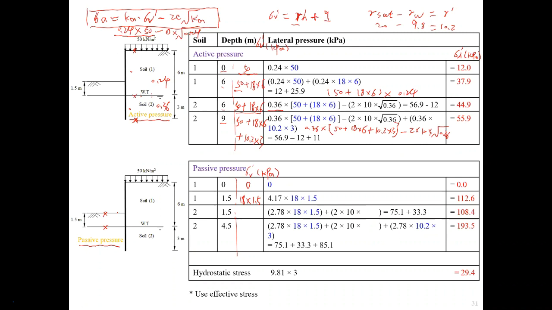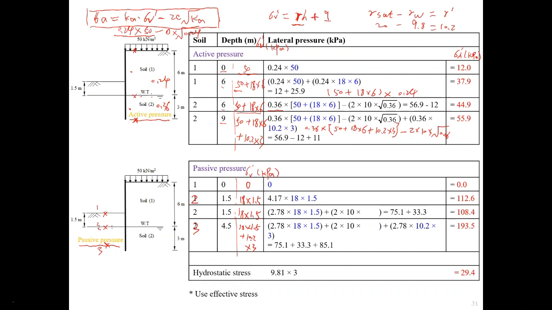Because the unit weight is already given, that's 18 and 1.5, that's the height. So that's gamma H, so that's the sigma v prime. Again, you see, we take one point above the water table and one point below the water table, but it belongs to a different soil. So again, this one will be 18 times 1.5. And here, the third point will be 18 times 1.5 plus 10.2 times 3.